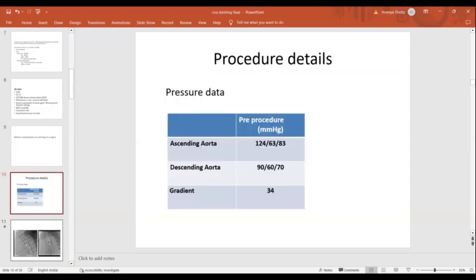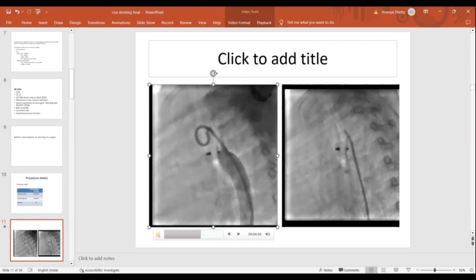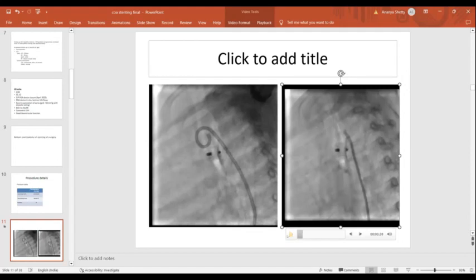The procedure details were as follows. We got a gradient across the coarctation segment of 34 millimeters of mercury. And then this angiogram, which was taken in the LAO 50 view, we can see there is a discrete coarctation caused by the prominent ductal shelf. The PDA device is in situ and there is no residual PDA. Another injection is given to delineate the left subclavian artery. We see it is quite distant from the coarctation segment.